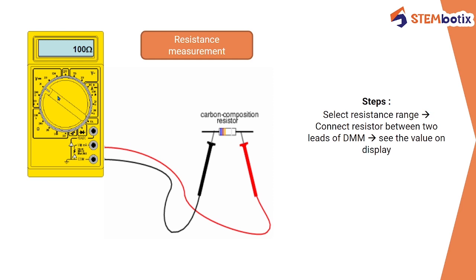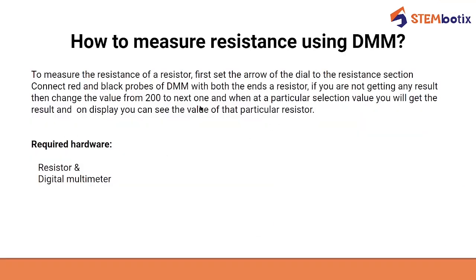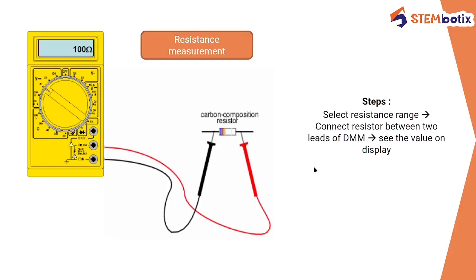Then you will change this dial or selection probe to the resistance section. This is the resistance section. To measure the resistance, you'll have to turn your selection probe over here somewhere. If you are not getting a result, then change the value from 200 to the next one. I already said that this is a trial and error method.